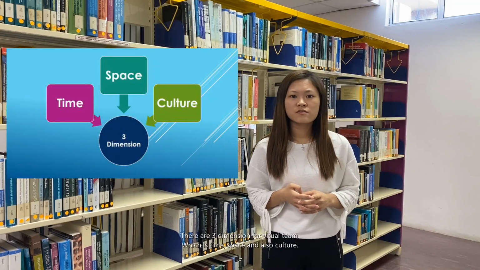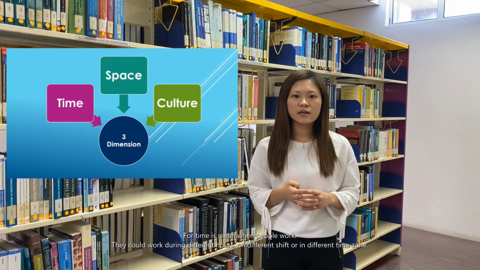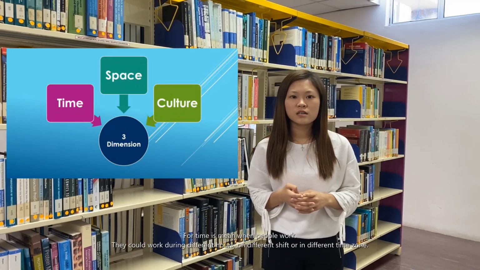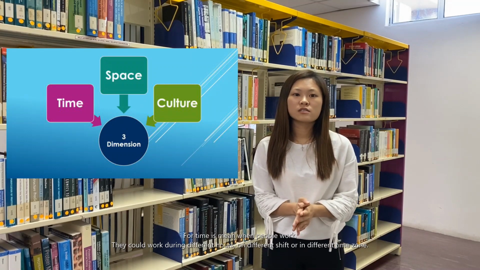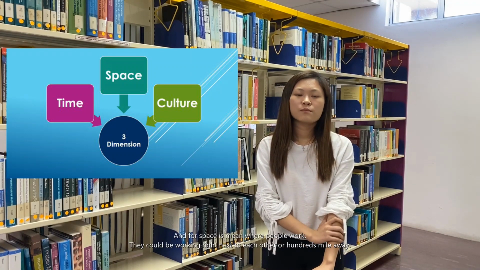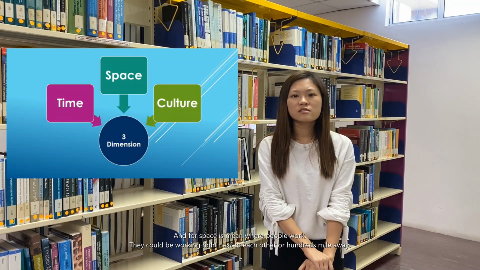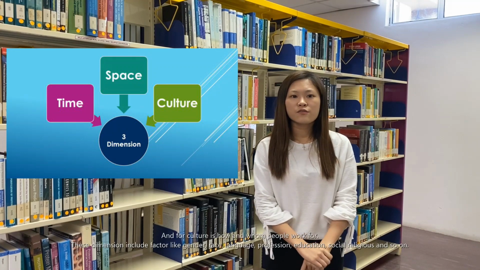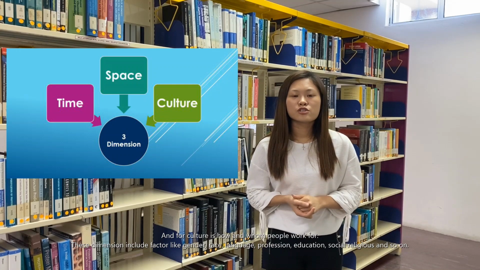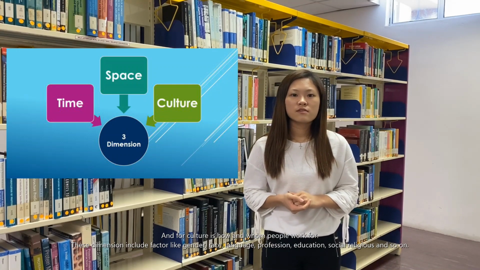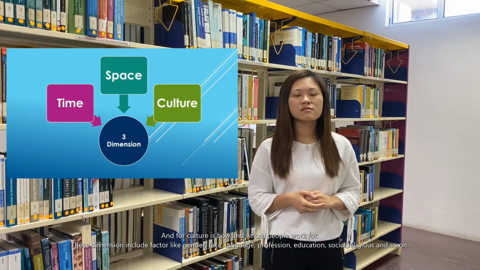There are three dimensions for virtual team, which are time, space, and also culture. For the time, it means that people could work during different hours on different shifts or different time zones. And for space, it means where people work. They could be working right next to each other or hundreds of miles away. And for culture, it's how and whom people work for. These dimensions include factors like gender, race, language, professions, education, social, religions, and so on.